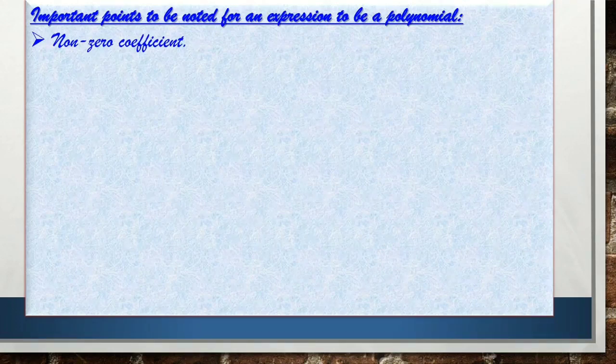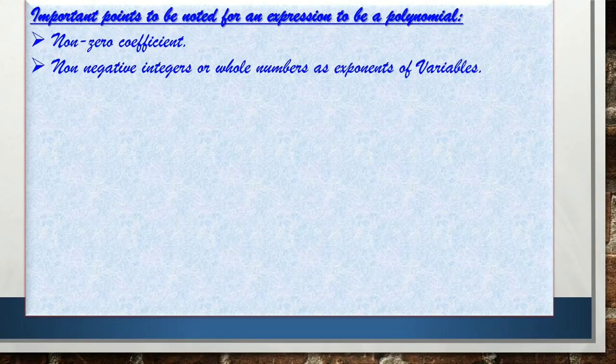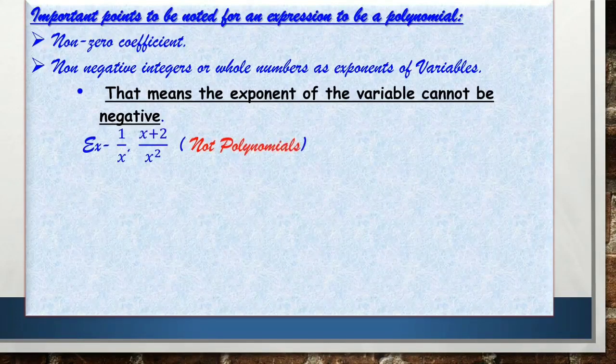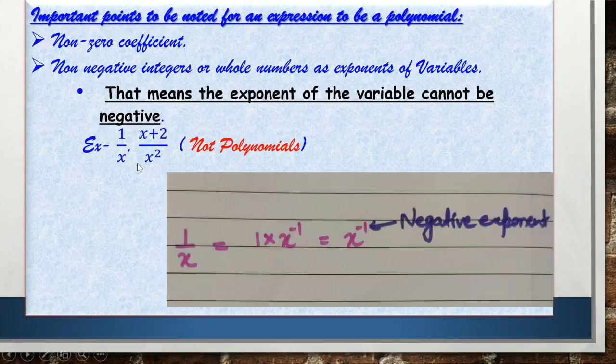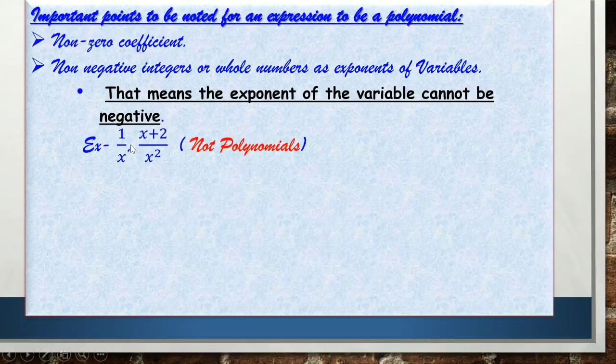Now, important points to be noted for an expression to be a polynomial. I have explained this already in the previous slide. A non-zero coefficient should be there, and non-negative integers or whole numbers as exponents of variables should be there. When I'm saying the exponent should be a whole number, that means the exponent cannot be negative. So here I have given the example 1 upon x. At first you will feel that it is a polynomial since a variable is there, but if we write this 1 upon x as x raised to the power minus 1, then the power of the variable becomes negative. So this is not a polynomial.